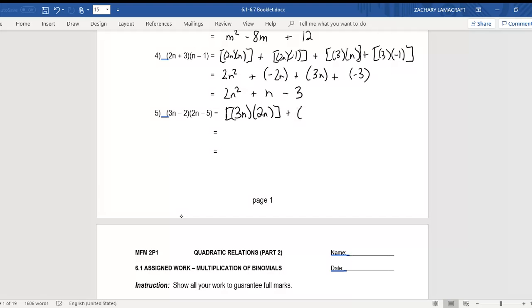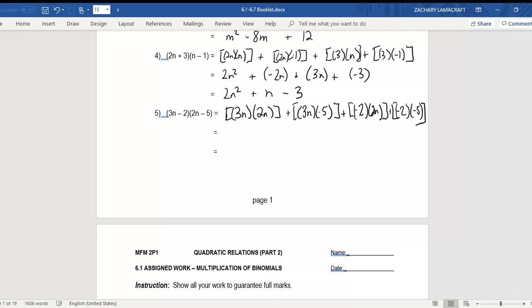plus our outsides would be 3n times negative 5. Our insides, or our inner, would be negative 2 times 2n. And then our lasts would be negative 2 times negative 5.